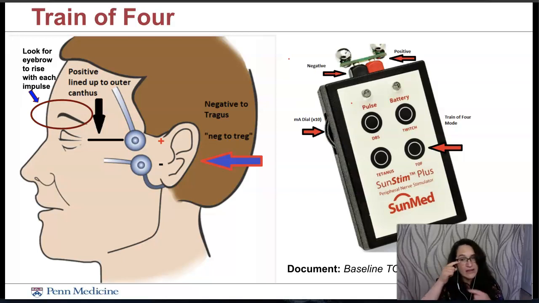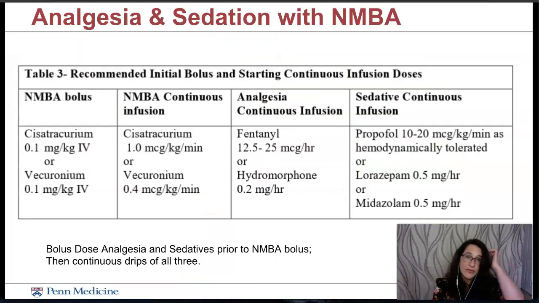And then the outer canthus of the eye, and you want to line those 2 electrodes up, and then you're going to stimulate those using the train of 4 button, and you're looking for that eyebrow to raise, or that nerve to raise there. So you keep increasing the MA and stimulating it, and when you see 4 twitches that are good, you can say, I've got a baseline train of 4 out of 4 at 30 MA or 40 MA or whatever it is. But that's what you start with. You don't then try to increase the MA later on in the case. All right, so that's train of 4.